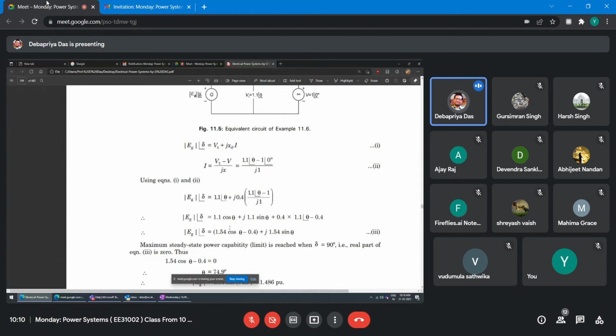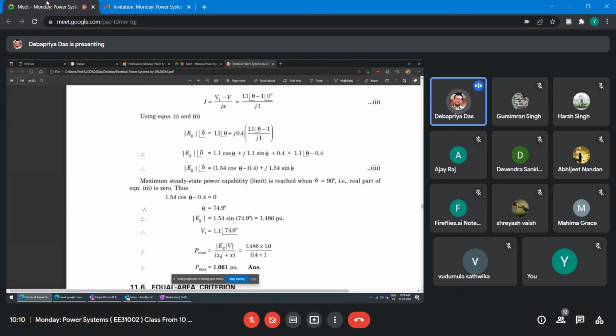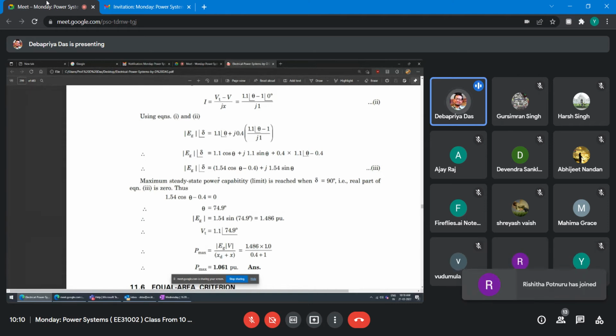Now, if you separate real and imaginary parts from this equation, you will get Eg angle delta is given by this much minus j1.54 sine theta. Now, the maximum steady state power capability limit is reached when delta is equal to 90 degree. That is, Eg Vt upon X sine delta. If delta is 90 degree, then that is the maximum steady state power limit capability.